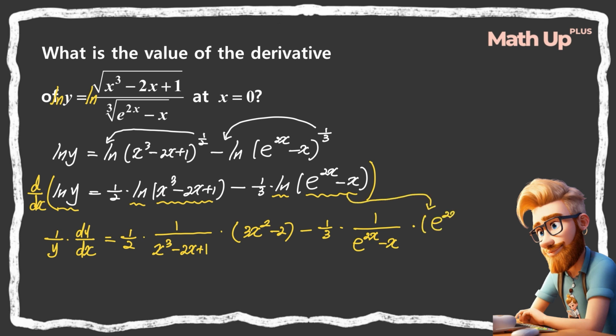So e to the 2x times 2, right? So the derivative of e to the 2x is e to the 2x times 2, minus the derivative of x, which is 1. So let's find dy over dx when x is equal to 0.